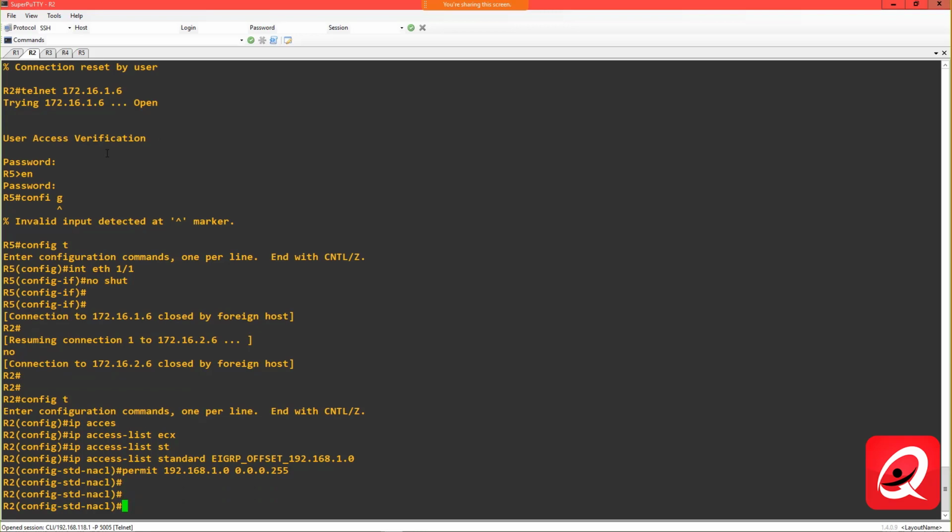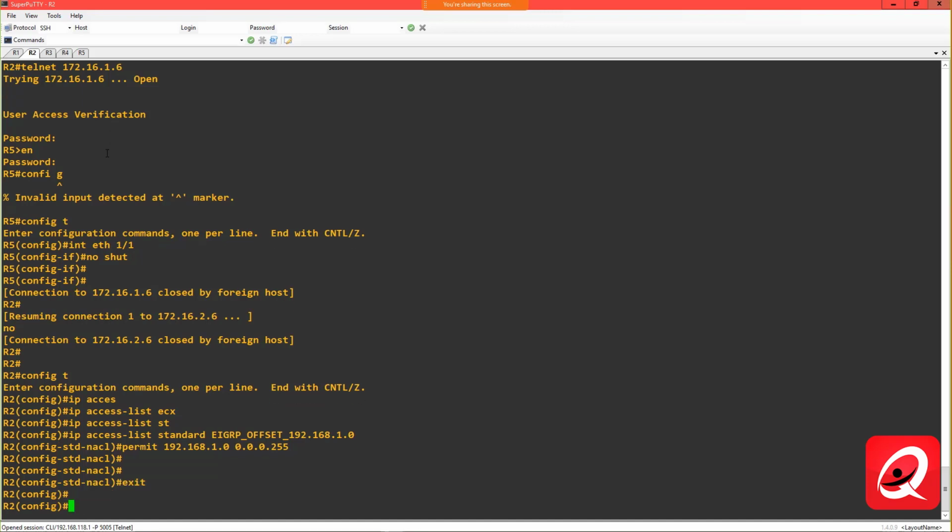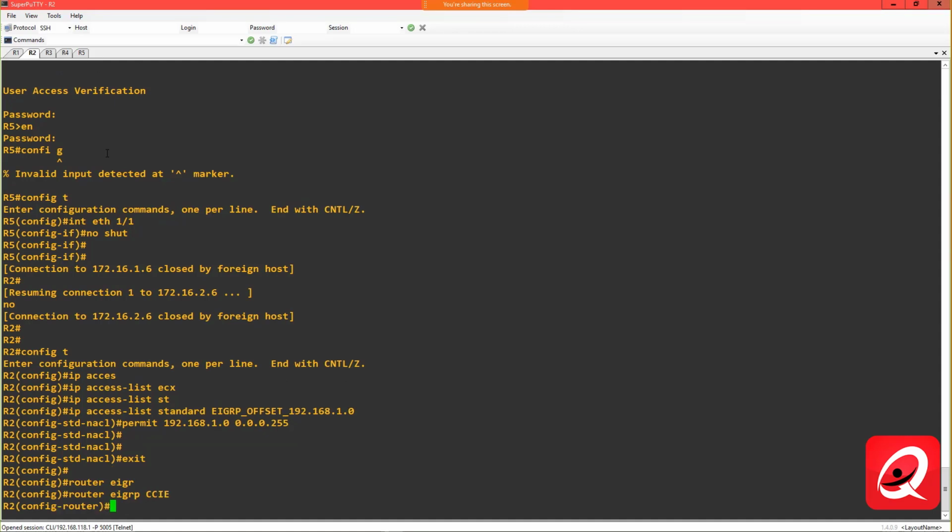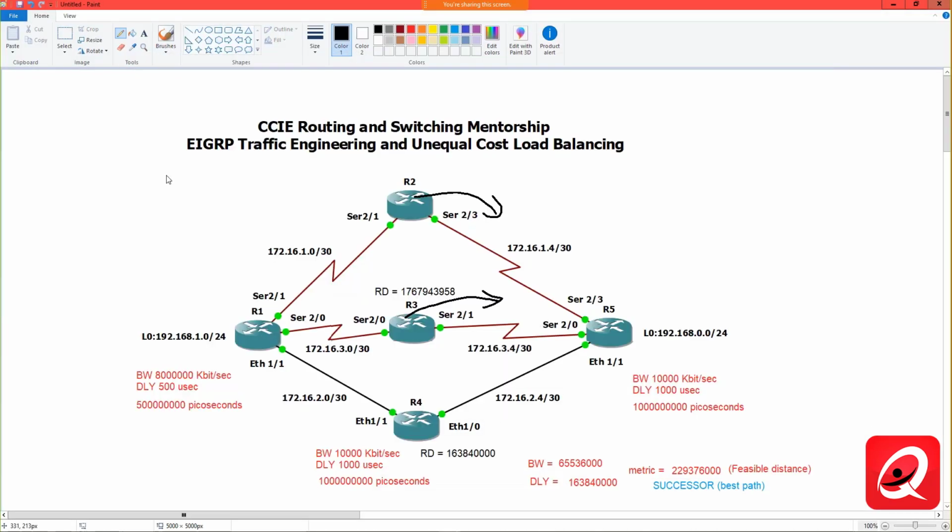So I'm creating an access list that matches the route that I'm trying to manipulate. Okay? And then I'm going to go ahead and create, under the EIGRP process, router EIGRP CCIE. Now, in this case, the offset, we're on router 2. The offset is going to apply to the neighbor relationship on the interface.